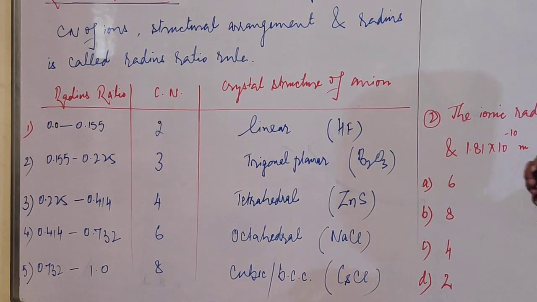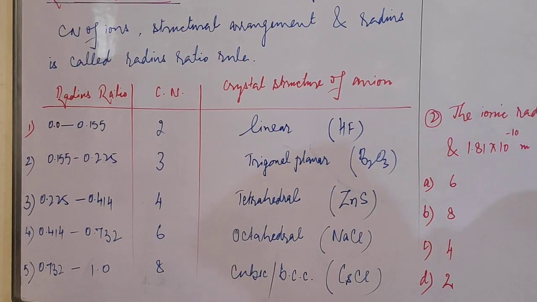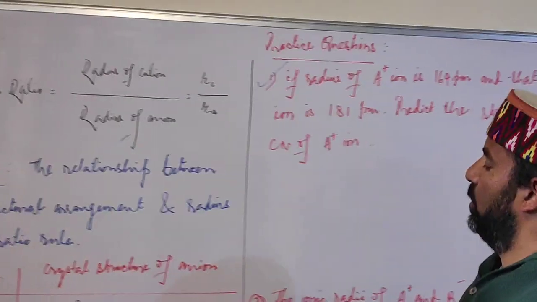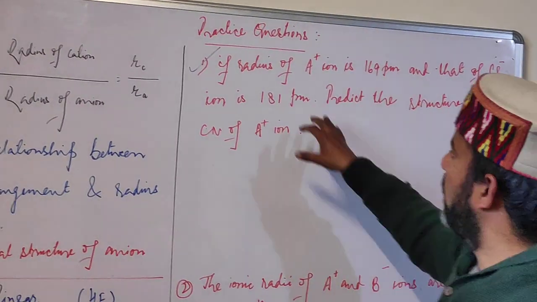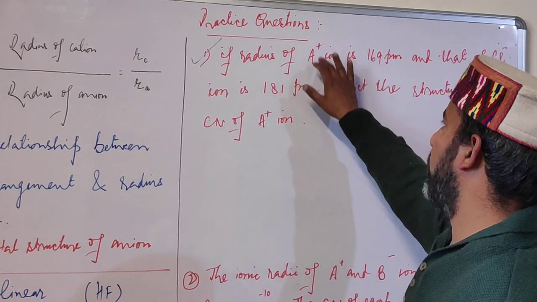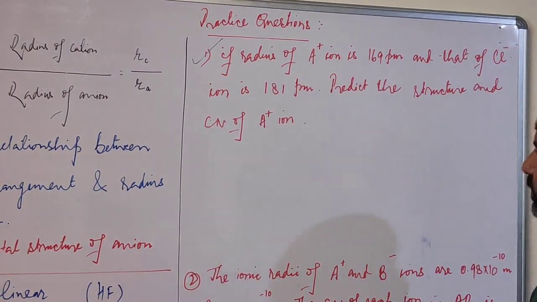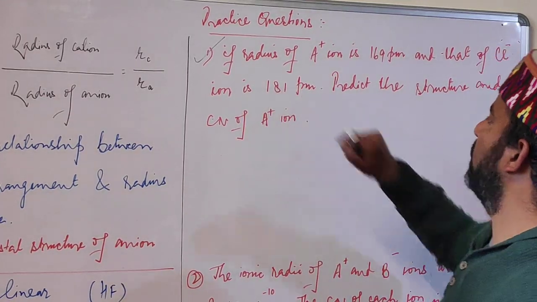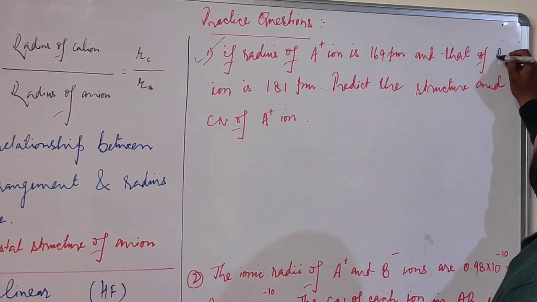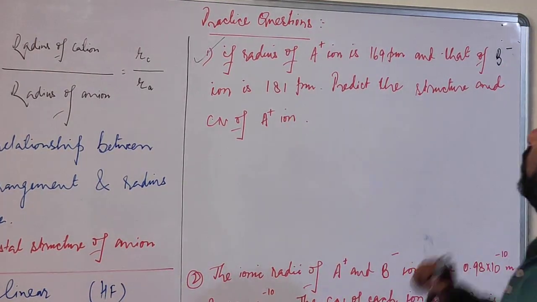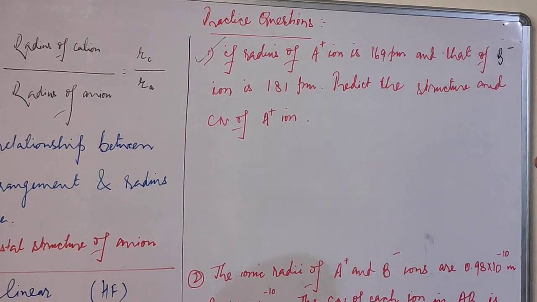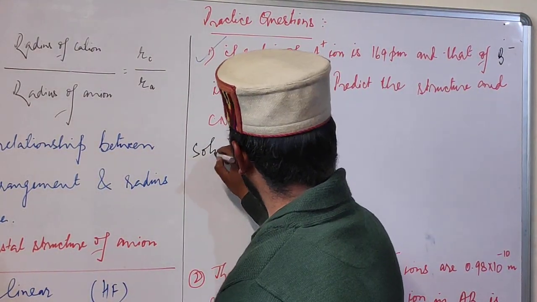Questions can come from this table in both competitive exams and board exams. So I am giving you some practice questions also. So first, I have a practice question. Now students, see, if the radius of cation, that is A positive ion, is 169 picometer and the radius of anion, that is chloride, is 181 picometer, sorry, B negative ion is 181 picometer, predict the structure and coordination number of A positive ion. Now students, this is a very simple question.